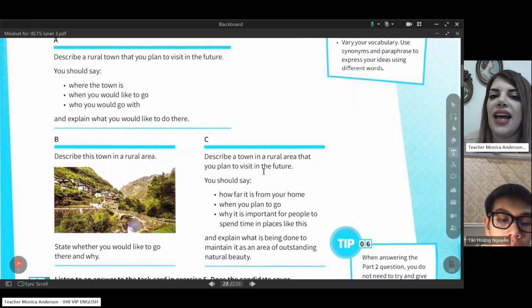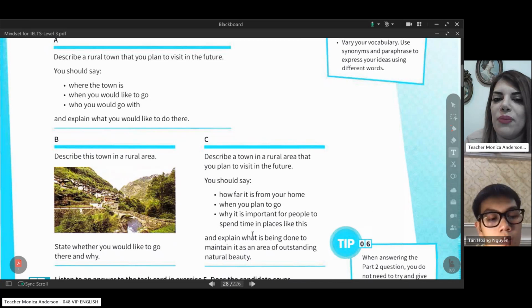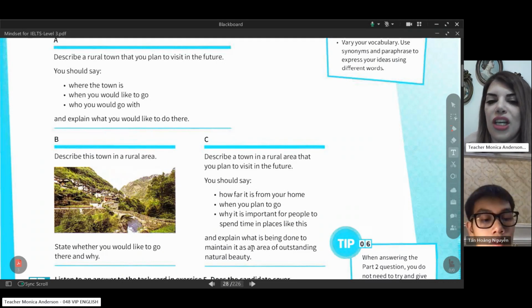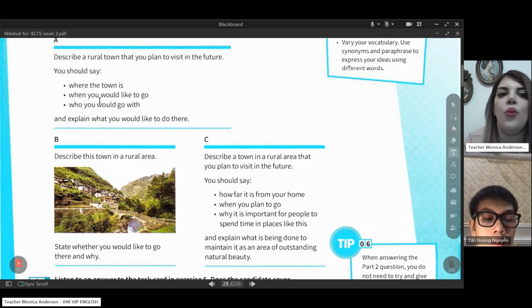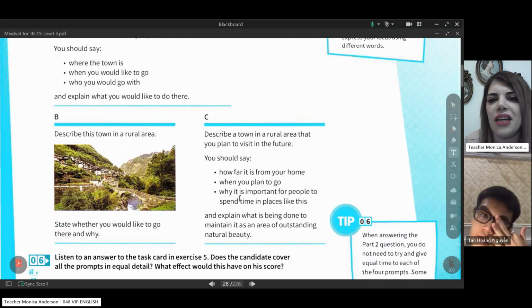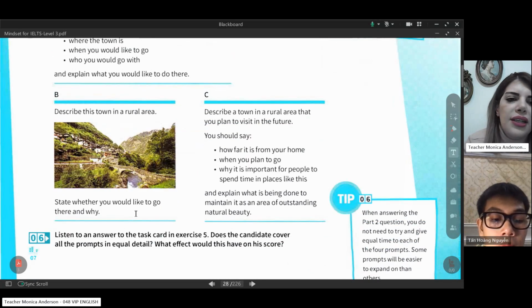Like C, describe a town in a rural area that you plan to visit. You should say how far it is from your home, when you plan to go, why it is important for people to spend time in places like this, and explain what is being done to maintain it as an area of outstanding natural beauty. So it's not good, as you can see. Where, when, who, and explain what you would like to do there. So this one can be the best alternative. C is not really appropriate for this type of question.